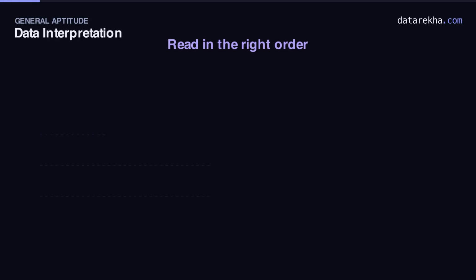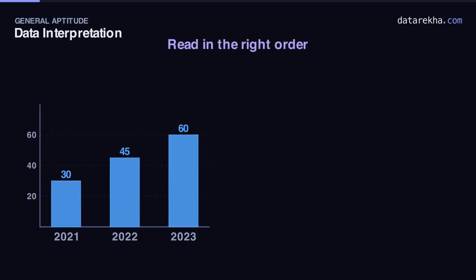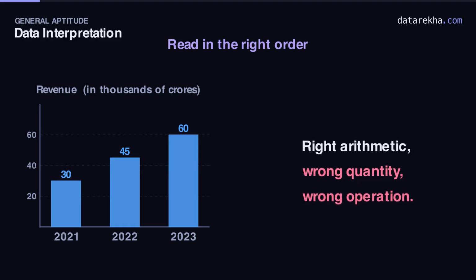You glance at a revenue chart. 2023 is the tallest bar. You subtract a couple of numbers and you feel done. Then, a second too late, you notice the label on the axis: in thousands of crores. You'd been reading the numbers as plain crores, and the question asked for a ratio, not a difference. Your arithmetic was correct for the wrong quantity and the wrong operation.